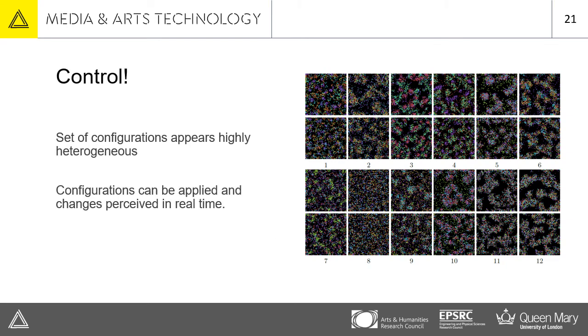The overall result of this procedure is that we now have some level of control over the artificial chemistry. The winning set of configurations does appear to produce highly heterogeneous phenomena in the chemistry. Furthermore, each configuration can be applied and changes can be perceived in real time.